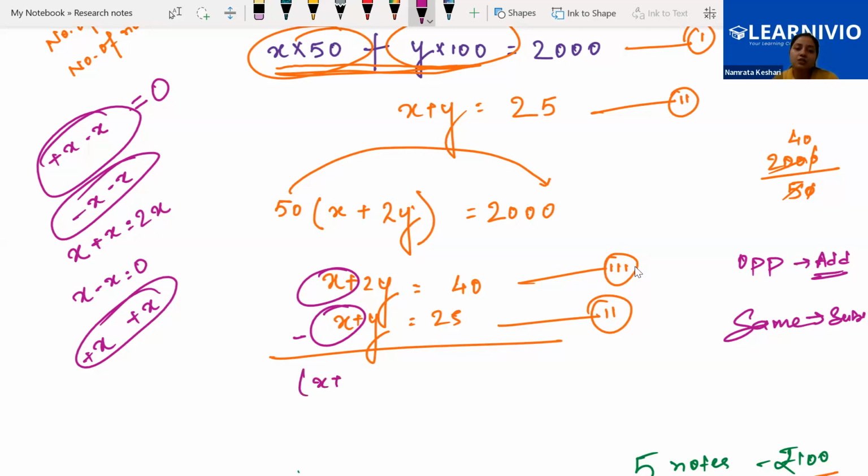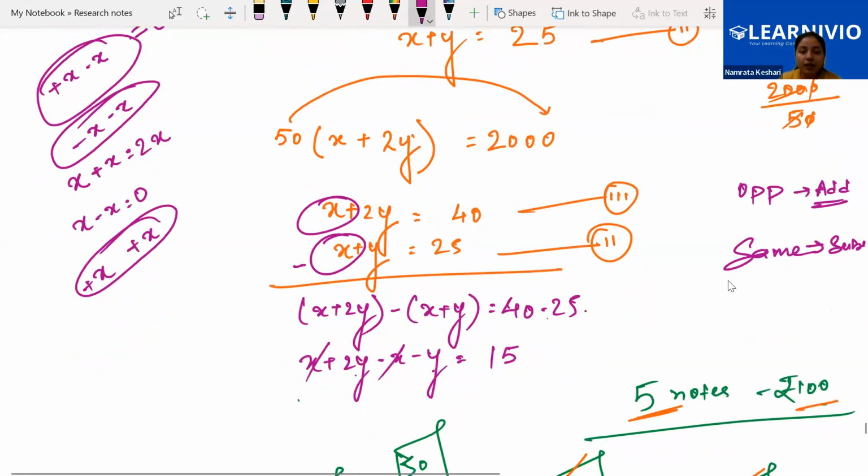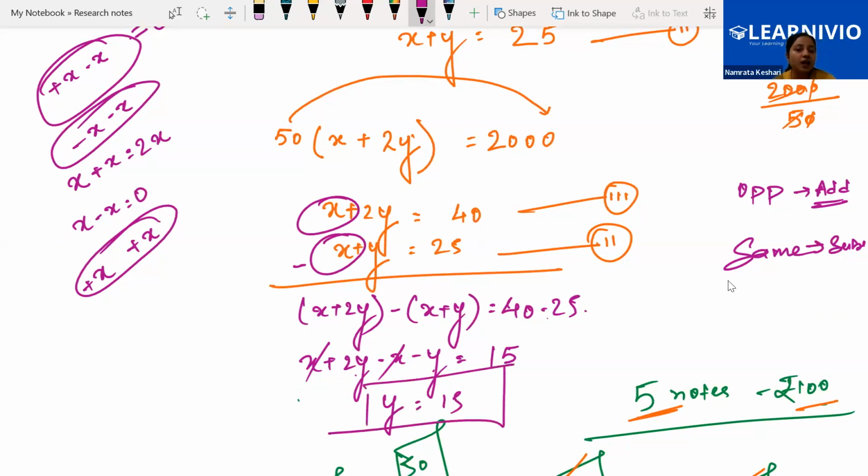So we can do the subtraction like this: x plus 2y minus x plus y equals 40 minus 25. So x plus 2y minus x minus y equals 40 minus 25, that is 15. So this x got cancelled. 2y minus y is only y, that is 15. Harshit and Ziana, please find the x value and let me know what you are getting.